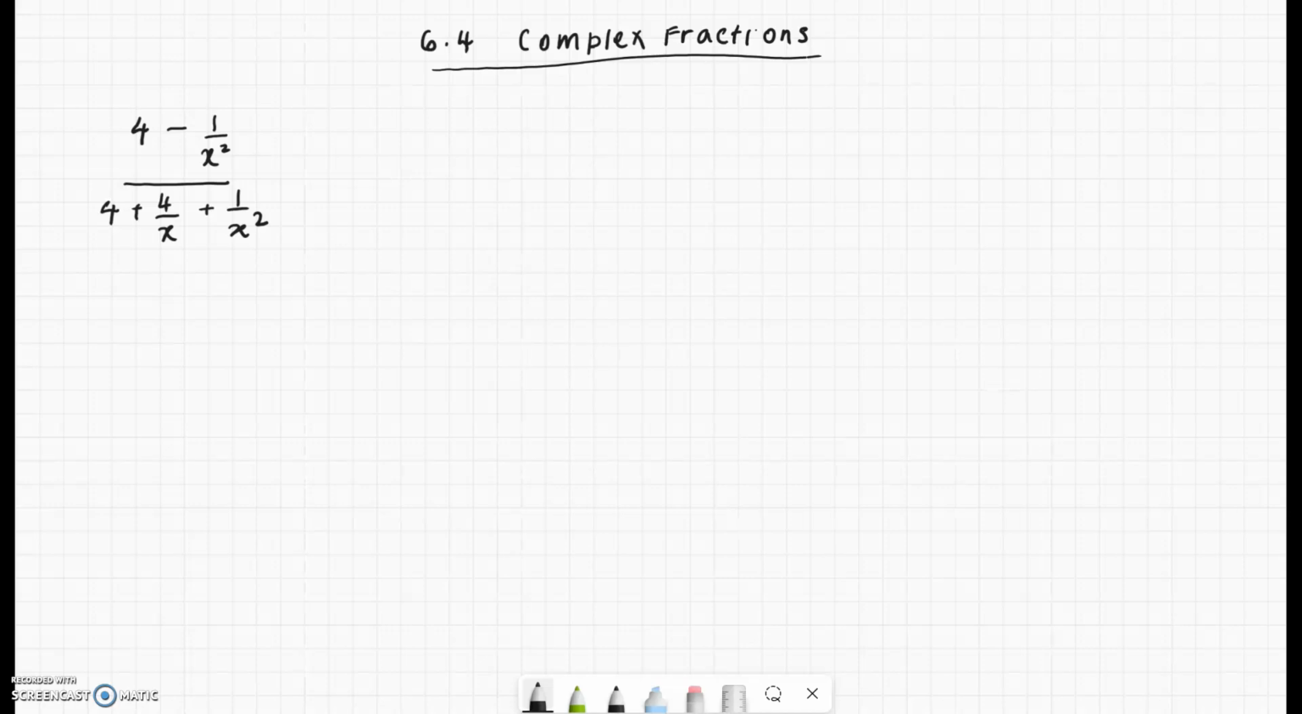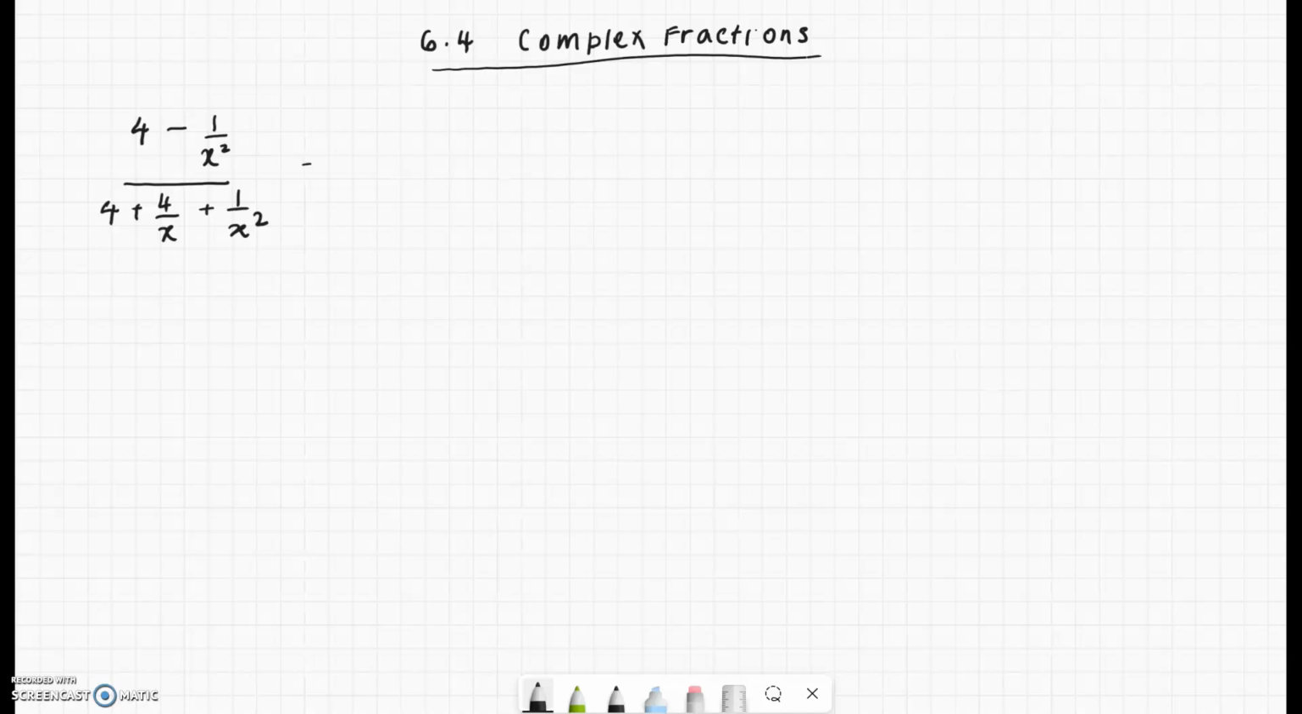So here is a complex fraction. What we're going to do is solve this, or rather simplify this, using two different methods that we've discussed earlier. One is the division method, and that's what we're going to start with.